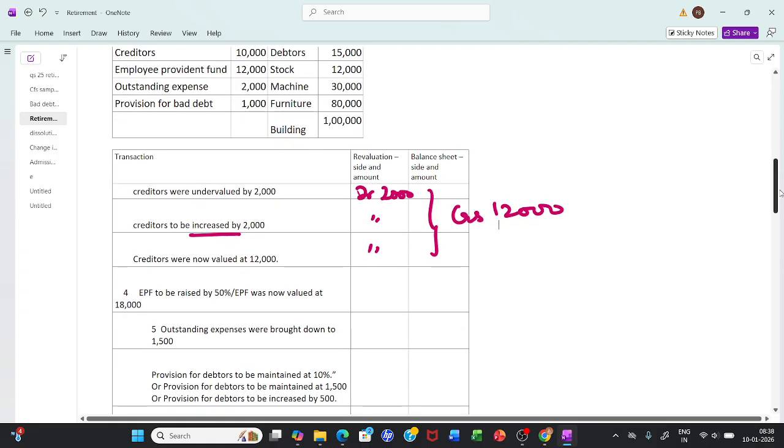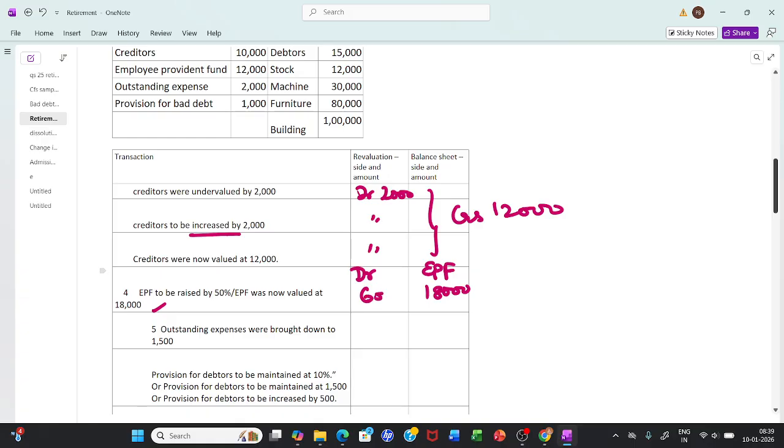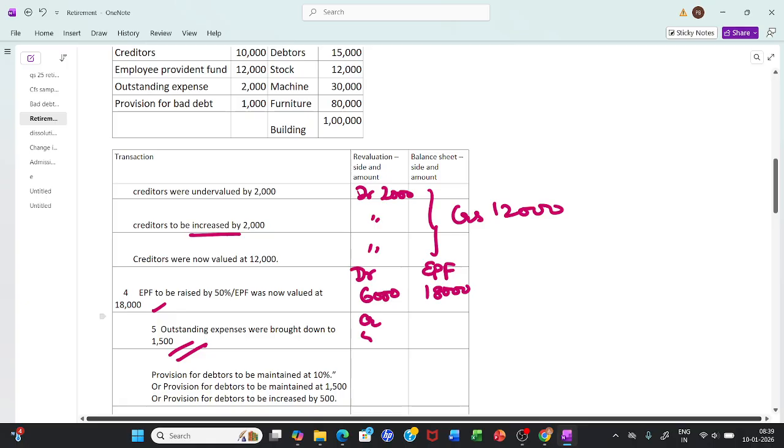EPF was raised by 50%. EPF is 12, half of that is 6,000. So now EPF is valued at 18,000. So we are increasing our liability by 6,000. That's bad for us. So reval debit side 6,000 should come. Outstanding expenses were brought down to 1,500. There's a reduction in liability, good for us. Credit 500, only the difference. And in new balance sheet, outstanding expense, as they have clarified, will come at 1,500 on liability side.